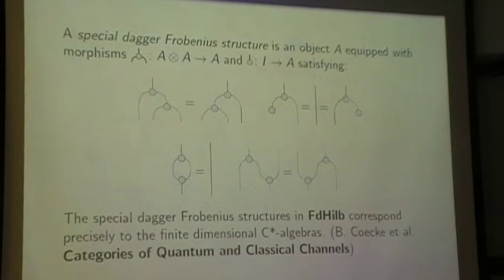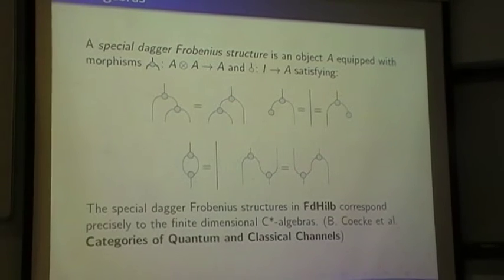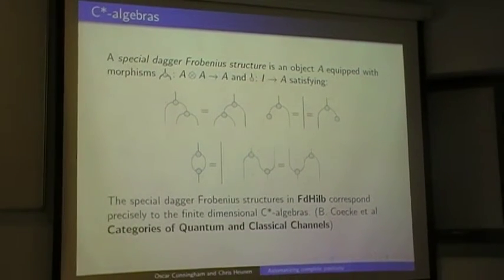Yeah. So now we're going to talk about C-star algebras, and they correspond to special dagger Frobenius structures, which we've already seen a lot about. These are things which satisfy these axioms. And in finite dimensional Hilbert spaces, these correspond precisely to the finite dimensional C-star algebras.